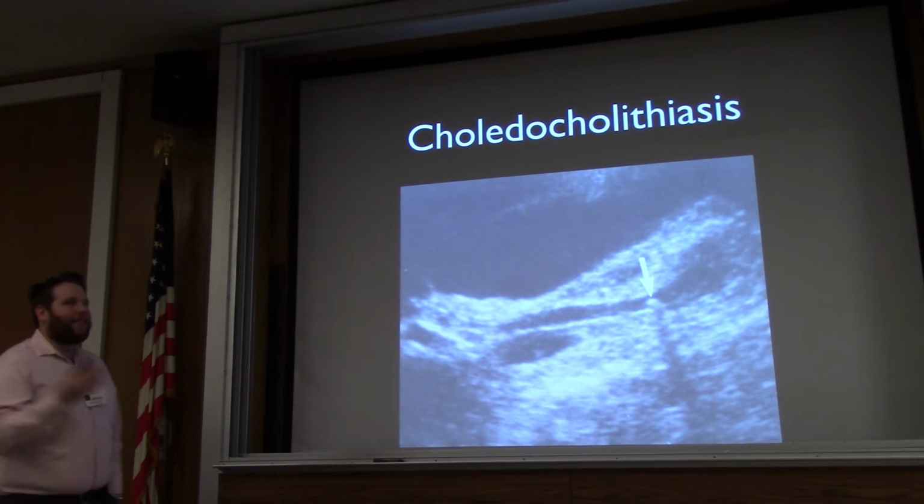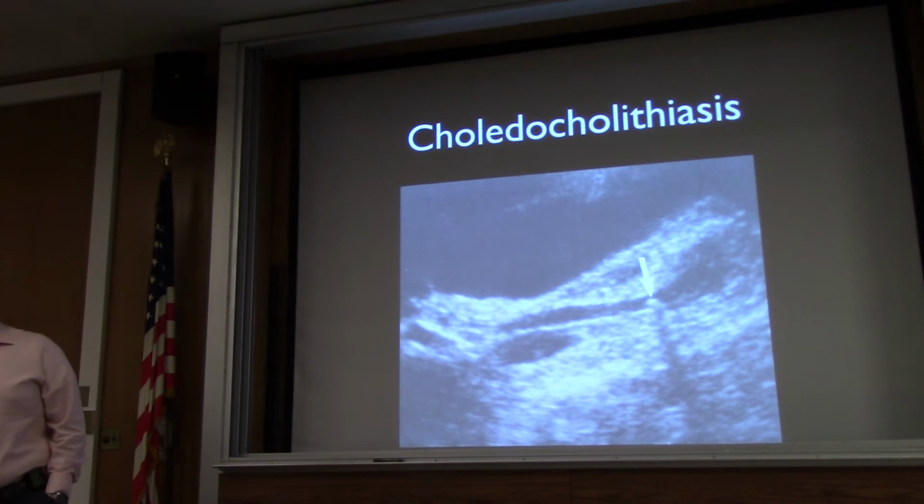So here's an example. I have yet to be able to find a stone in the CBD, so this image is not mine. Choledocholithiasis is really hard to find, but if you see it, please let me know. So here's your portal vein, here's your CBD, and you can see your little stone in there with shadowing. I would guess that you really need a slightly better machine than our Sonosites, which are great.